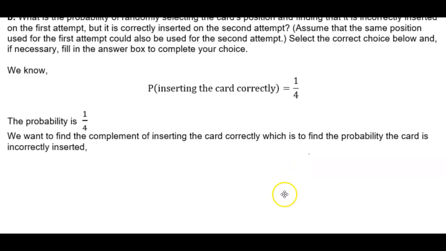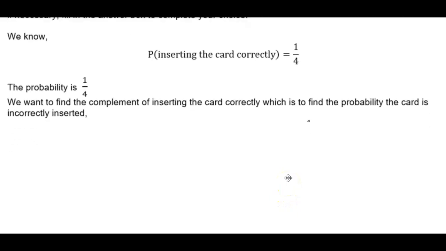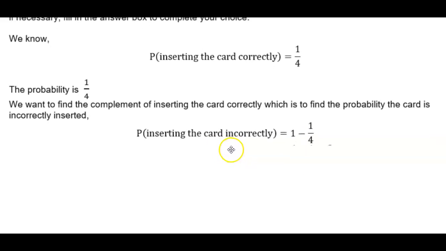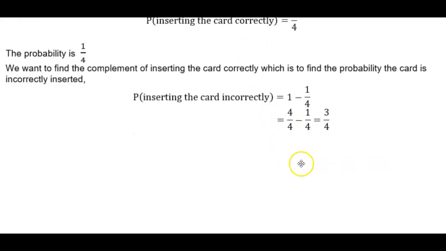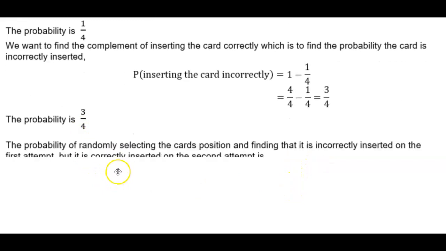Now, we want to find the complement of inserting the card correctly, which is to find the probability the card is incorrectly inserted. So the probability of inserting the card incorrectly is taking 1 and then subtracting 1 over 4, which is the complement of inserting the card correctly. So 1 is the same thing as 4 over 4. 4 over 4 minus 1/4 is equal to 3/4. Therefore, the probability is 3/4.